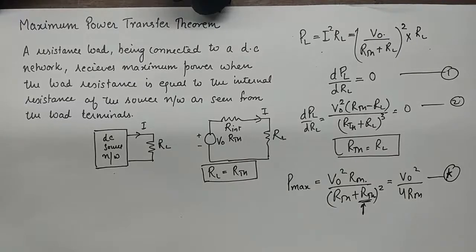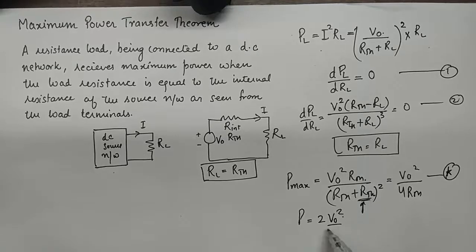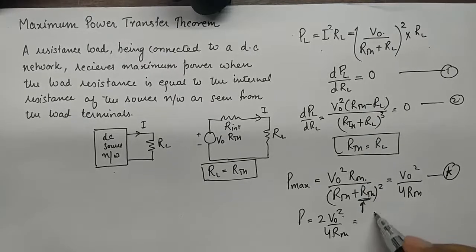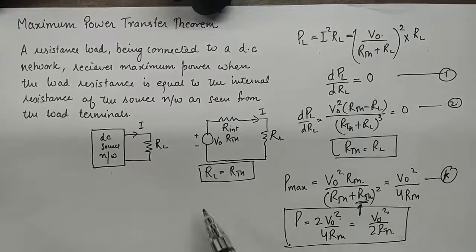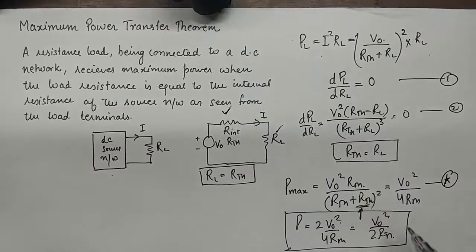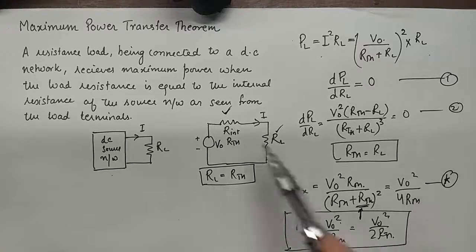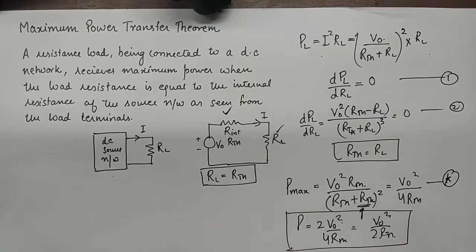Very important equation. And the total power which is supplied is twice of this, so this becomes twice of V0 square upon 4 RTH. It is V0 square upon 2 RTH. Again, important to understand because half of the power will be dissipated here and half of the power will be dissipated here. So, in other words, V0 square upon 4 RTH amount of power will be dissipated here, and the same amount of power will be dissipated at RL in the network.